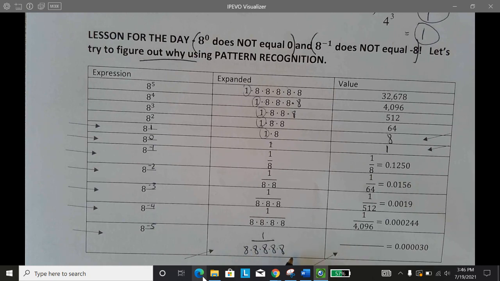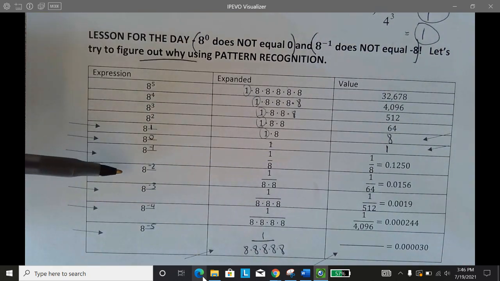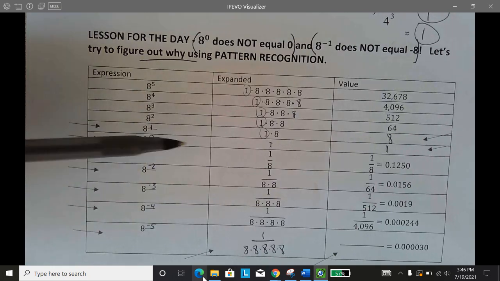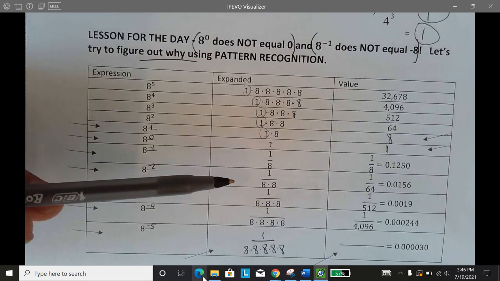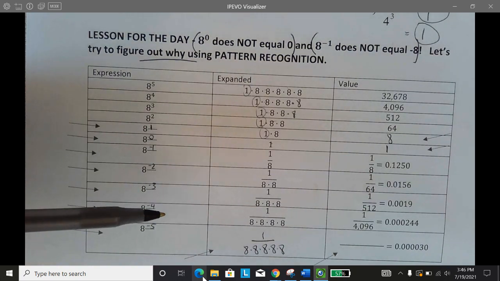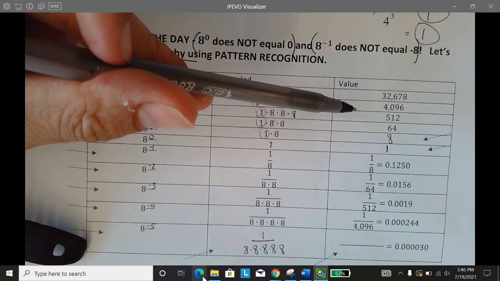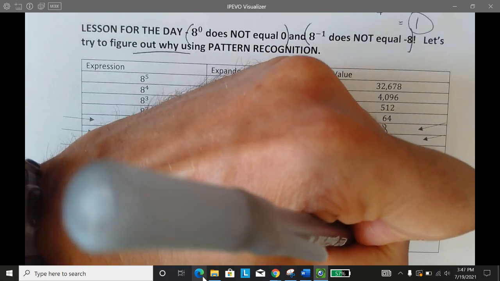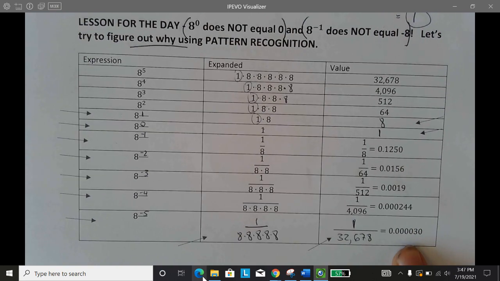Now, I don't know what that is, but I noticed an interesting pattern here. This was 1 over 8, and this is 8. So 8 to the -1st is 1 over 8. 8 to the 1st is 8. 8 to the -2nd is 1 over 64, but 8 to the 2nd is 64. 8 to the -3rd is 1 over 512, whereas 8 to the 3rd is 512. 8 to the -4th is 1 over 4,096, whereas 8 to the +4th is 4,096. So by that pattern, I think this is going to be 1 over 32,678. That's a tiny number. We saw tiny numbers last week a little bit.